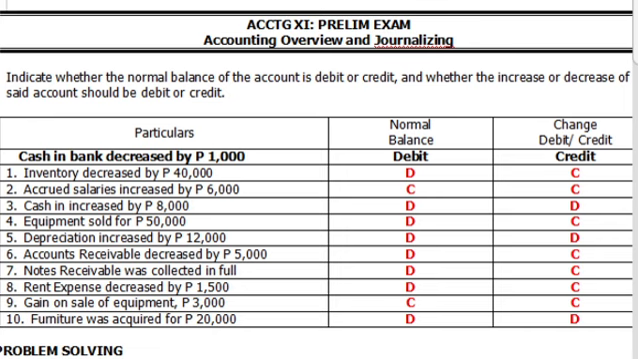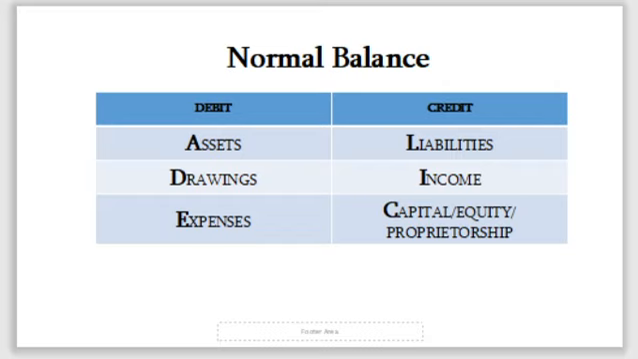So part 1, indicate whether the normal balance of the account is debit or credit and whether the increase or decrease of said account should be debit or credit. I already gave you an example to follow, pero since hindi nag-follow yung iba kaya maliliit yung mga scores na nakuha. So going back to our normal balances, under our debits, we have assets, drawings, and expenses. And under our credits, we have liabilities, income, and capital or equity or proprietorship.